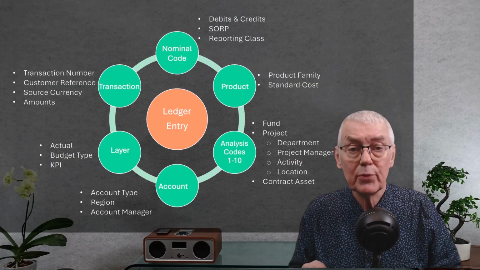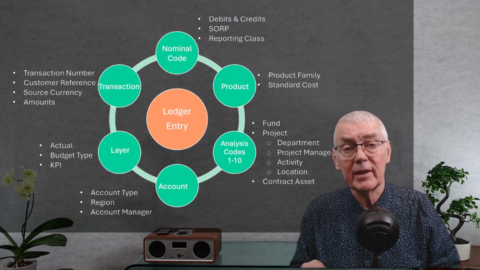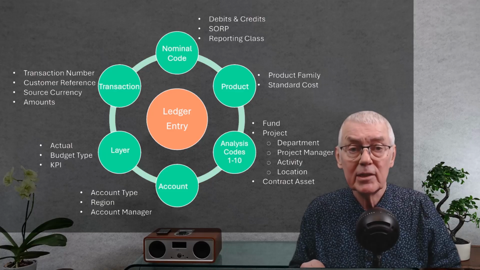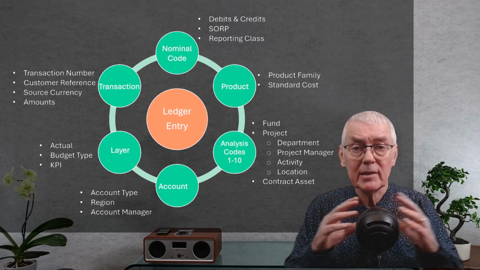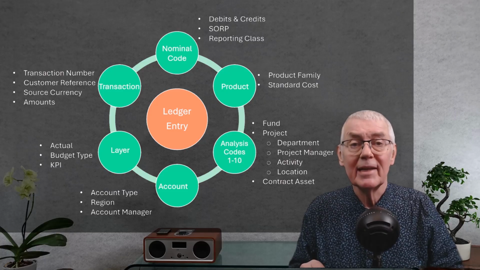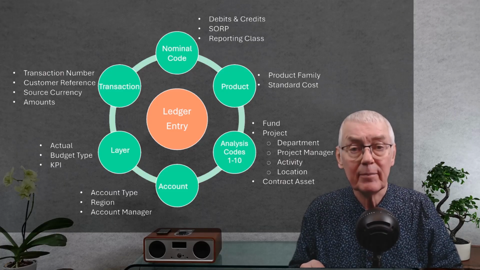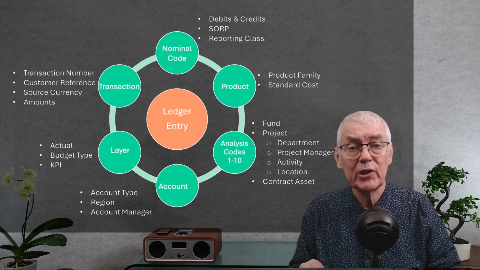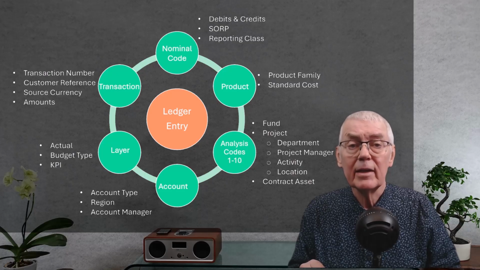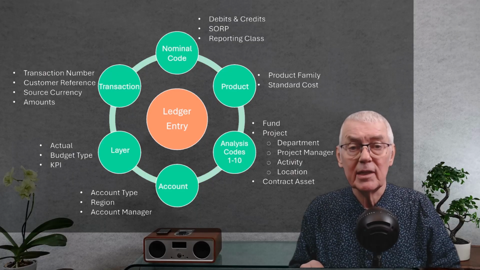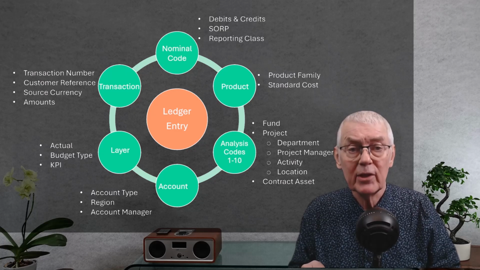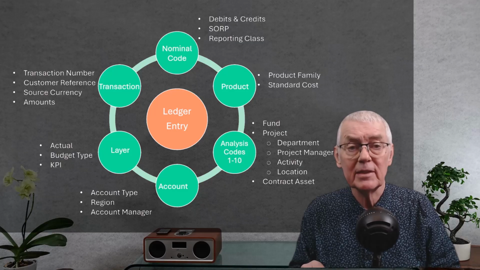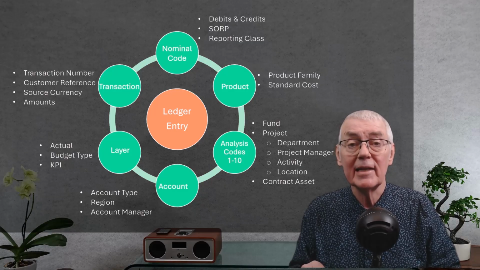Then you will use products to define different types of income and expense. By doing this, you won't need a nominal account for each, reducing the complexity in the nominal code structure. Eden records the standard cost and the product family, so you can group them together if you wish. Finally, you have 10 analysis codes, as Eden calls them. These are much more powerful than a simple tag or a label. On each one of them, you can record up to 500 pieces of additional data, and you can daisy chain them together.